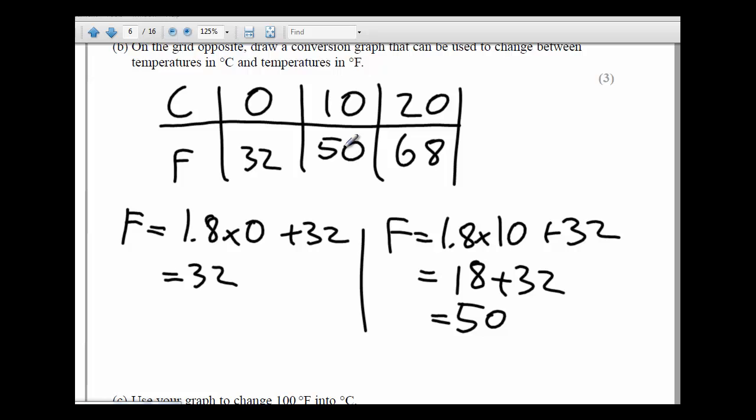And then finally for part C, use your graph to change 100 degrees Fahrenheit into Celsius. We're just literally going to read off our graph. Go along from 100 degrees Fahrenheit and go down to Celsius.